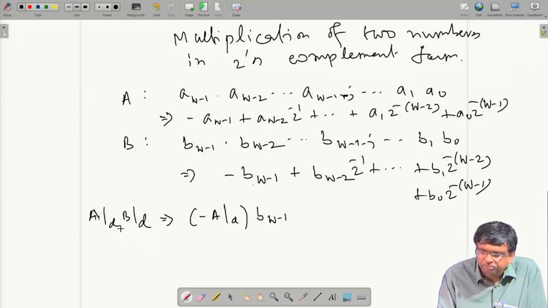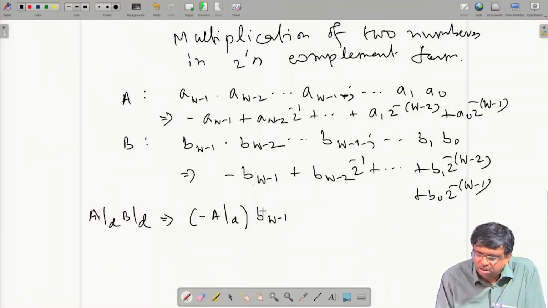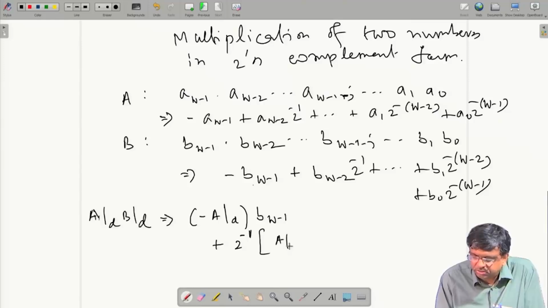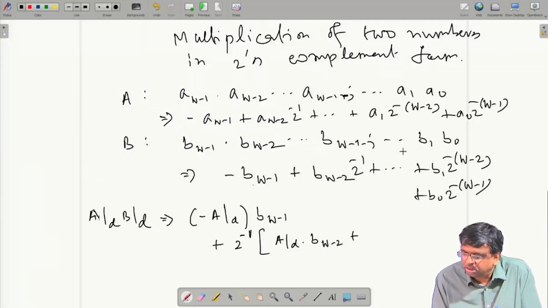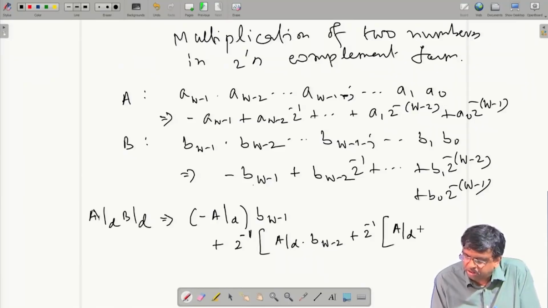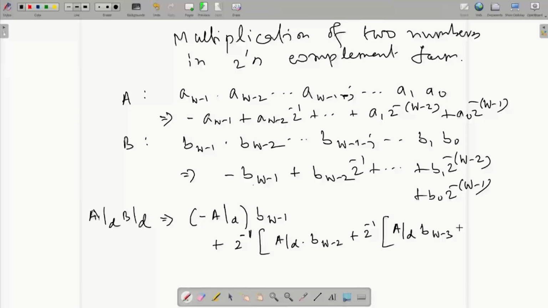So, the product will be the decimal value of A by D into the entire decimal expression, which is A by D times this. I take the minus with A by D, this. Then I take 2 inverse common. So, A by D times this. Then I had 2 to the power minus 2, 2 to the power minus 3. So, again I take another 2 inverse common. So, again A by D times the next bit. Again take 2 inverse common, and so on.